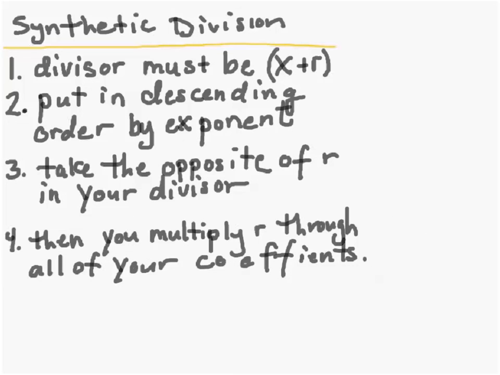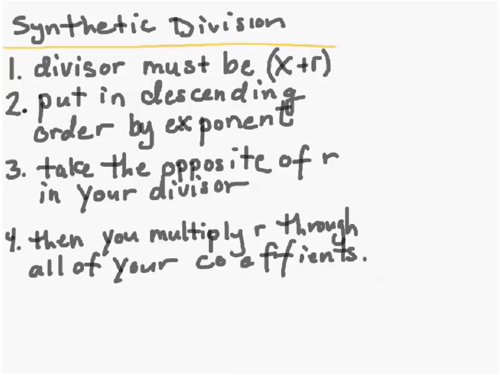So synthetic division. Step 1. The divisor must be in x plus r format. What that means is you cannot have a coefficient in front of the x of your divisor. And if there is one, you have to divide everything in your problem by that coefficient. So if you have 2x plus 3 as your divisor, you have to divide everything by 2.